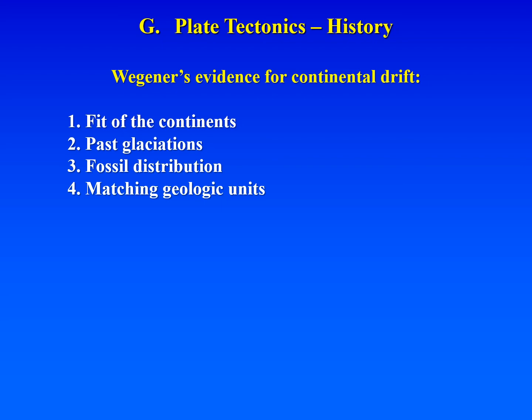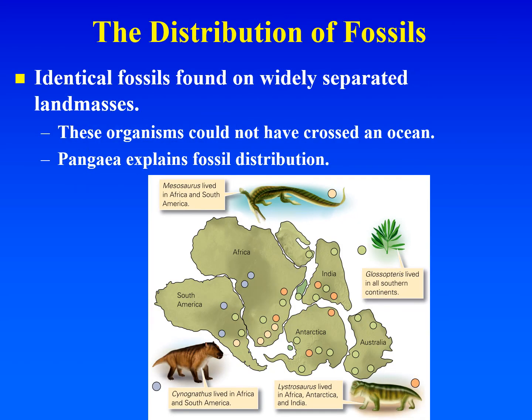He also, like I said, was really into fossils. And he noticed some really neat things about fossils. He was particularly interested in this fossil called Mesosaurus. Mesosaurus was this animal that could live mostly on land, probably in rivers, but it certainly didn't look like it could swim vast distances across the ocean.